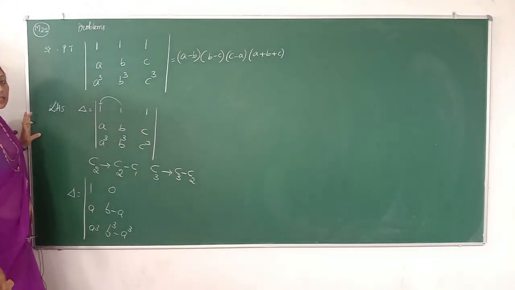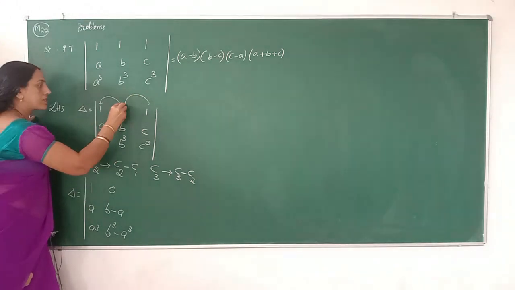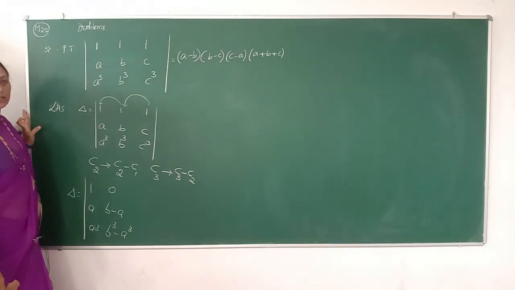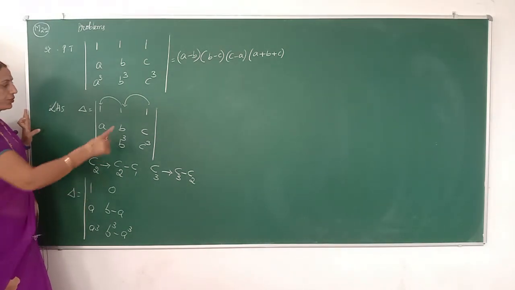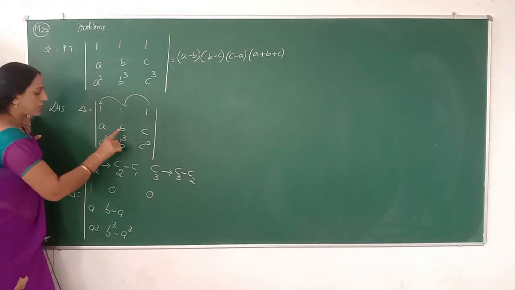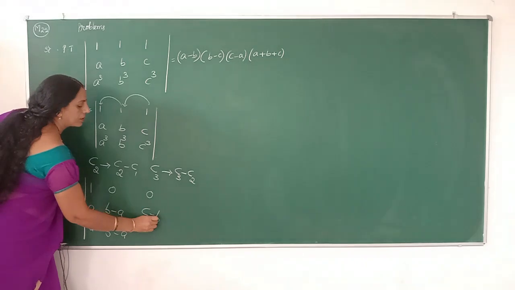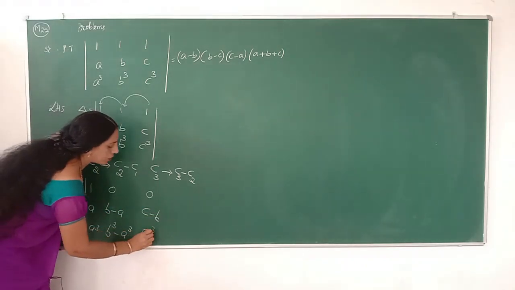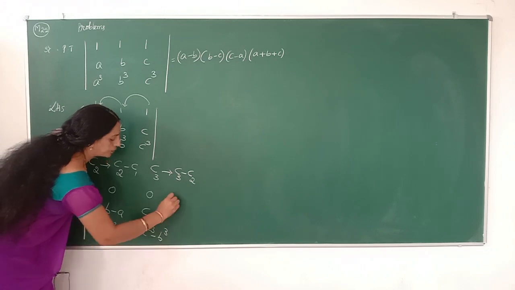Similarly, the third column depends on the second column. Again, subtracting the corresponding elements of C3 and C2: 1 minus 1 is 0. Then c minus b, and the third element is c cube minus b cube.